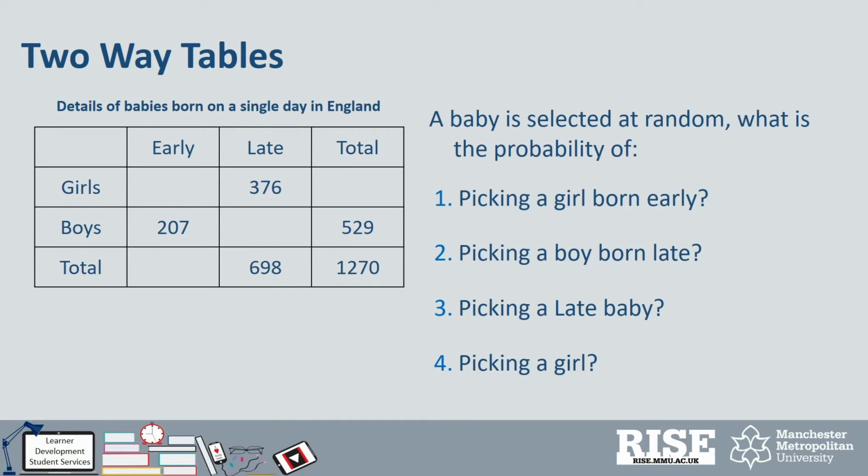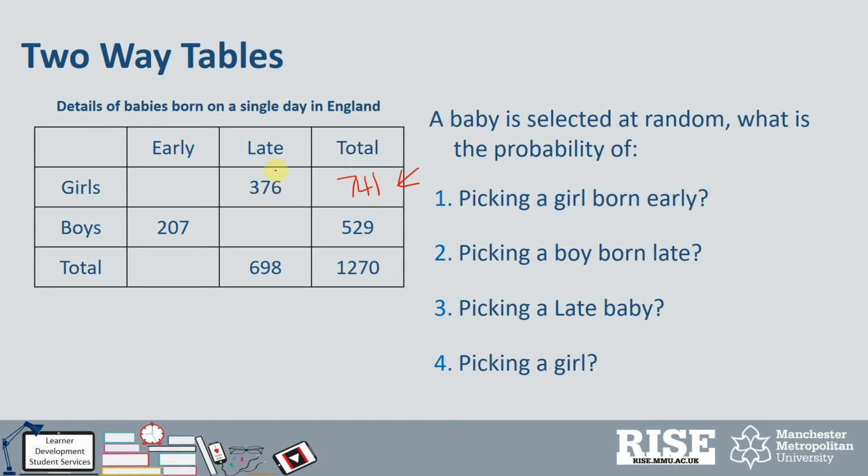What about this time? I've given you some of the totals, but actually some of the information within the table is also missing this time. Well, you can work backwards to fill in the gaps. For instance, I can find the number of girls born here because I know that in total there was 1,270. 529 of them were boys. So let's subtract them. That leaves me with 741 girls.